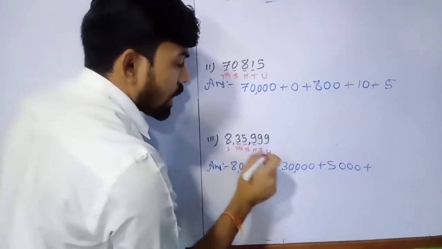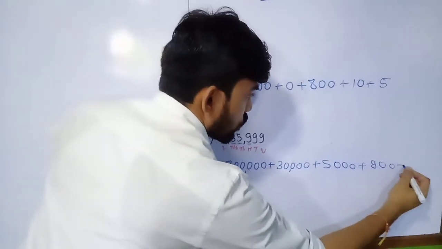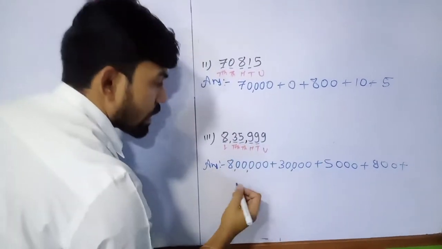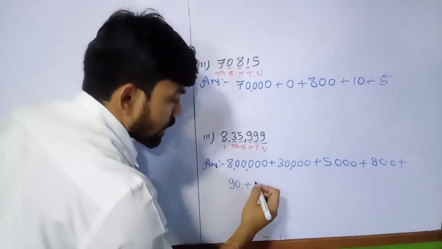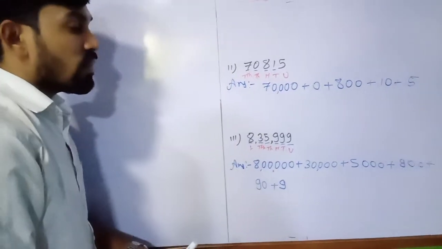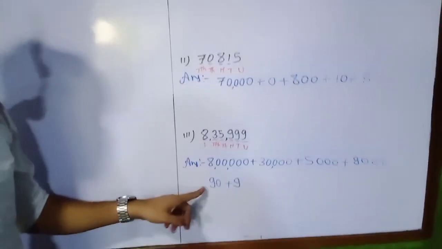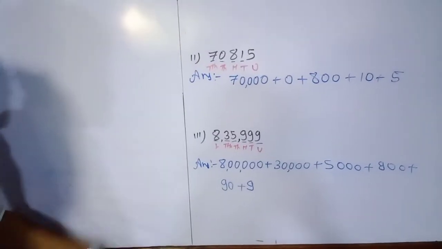Next one is this 9 at the 100 place, so 2 zeros, plus. Next 9 is at the tens place, so 1 zero, plus. The last 9 is at the unit place, that is, multiplied with 1. So this way we can write the expanded form.